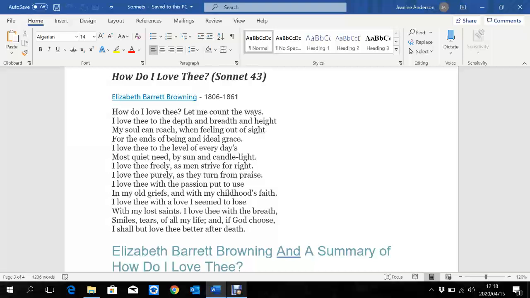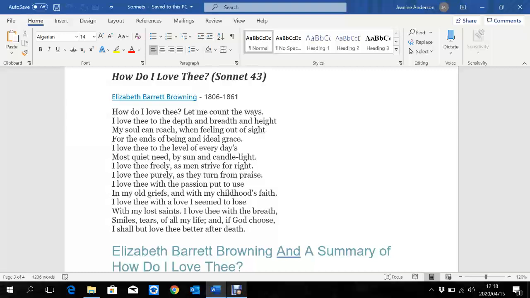And it was during this time that she wrote this poem, and it is an expression of her love for her husband, because he basically was quite literally her savior. So it's a beautiful love poem. It is a sonnet, and so I'm going to ask you what kind of sonnet.